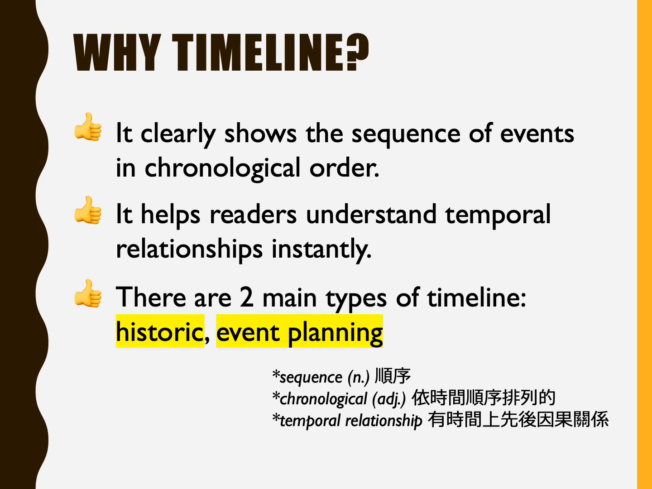There are two main types of timeline. The first one is historic timeline. It shows the progress of a historic event. The second one is event planning timeline. When you are working on a project or planning an event, you can use timelines to visualize the steps. By adding task tags along with the indicators, readers can know what to expect or what to do next.